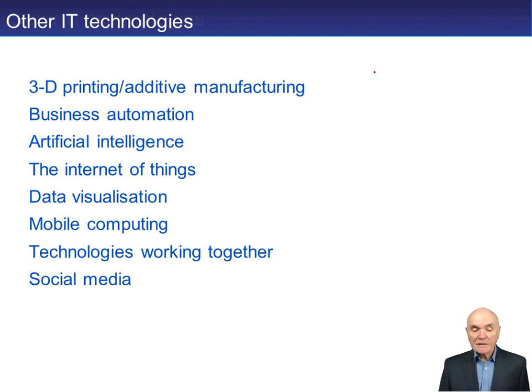Other IT technologies. Well, we have 3D printing or additive manufacturing. What happens in additive manufacturing is it can be done with plastics or metal now. It's very common with metal. But you build up layer by layer. It's almost like an inkjet printer, but instead of spraying ink on a page, it's spraying metal powder, which can then be fused, or plastic pellets, which are then fused.